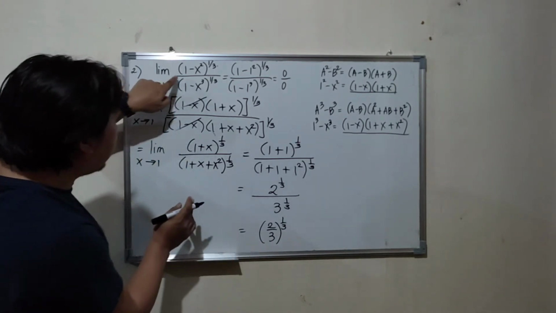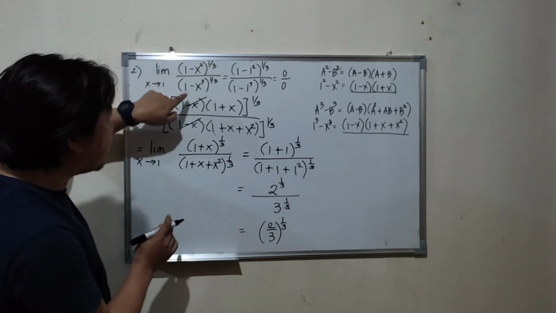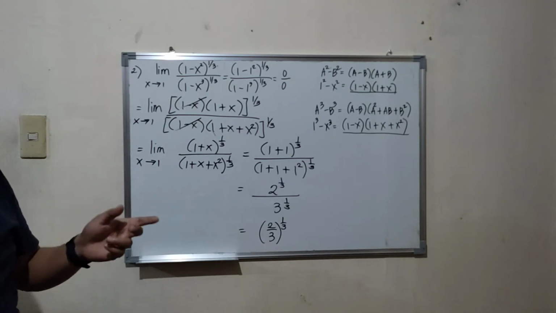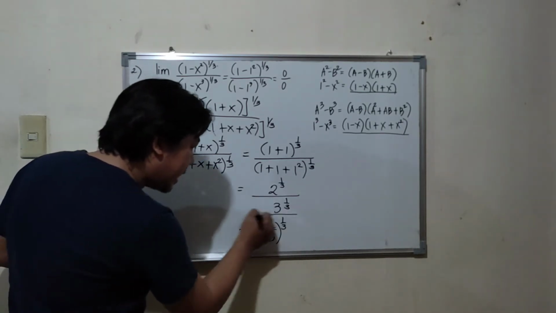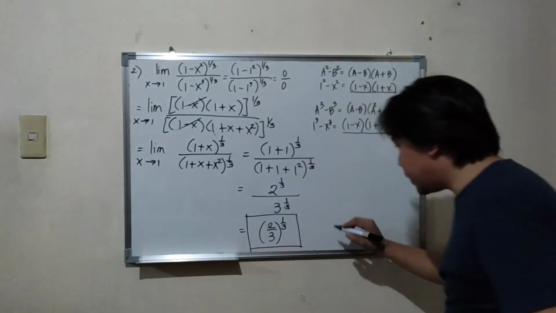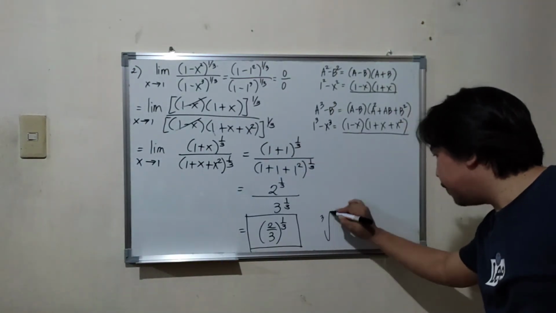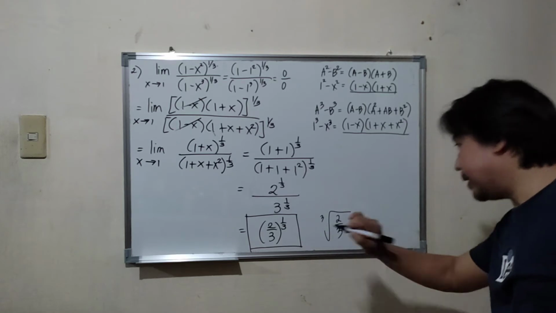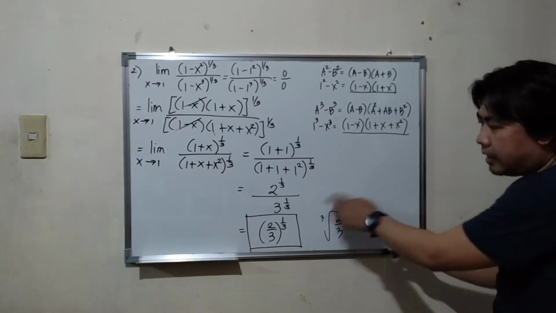This is the limit of (1 minus x squared) raised to 1/3 over (1 minus x cubed) raised to 1/3. Or if you want to write this as a radical, this can be written as the cube root of 2 over 3. Okay, so this is the final answer.